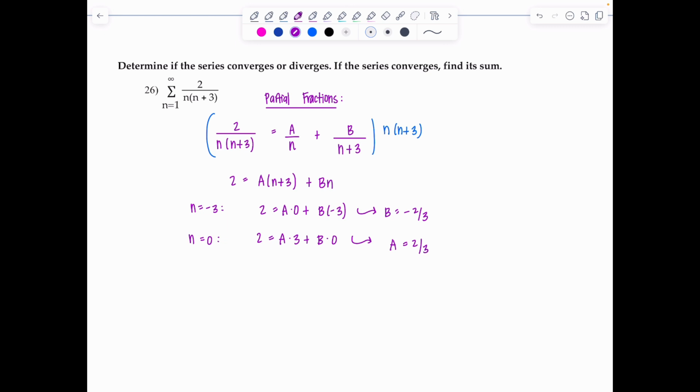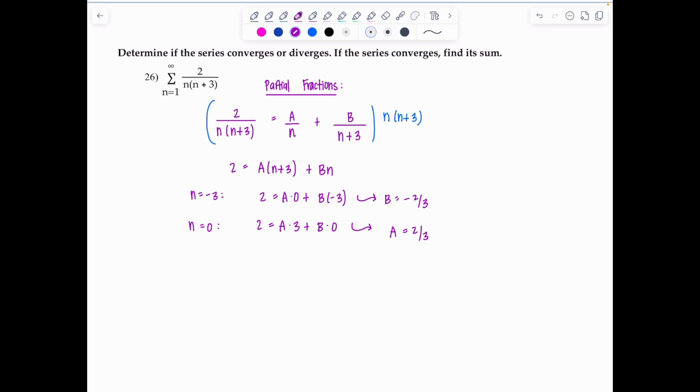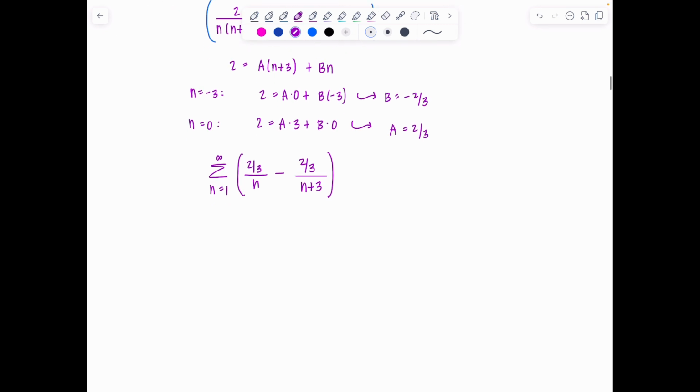Okay, very good. So now I can say the sum, n equals 1 to infinity, of 2 over n times n plus 3 is 2/3 over n minus 2/3 over n plus 3. And then hopefully now you can see, oh, I could represent this as a telescoping sum. So S sub n is going to be the sum, i equals 1 to n, and then remember we've got to change the n's to i's here, so 2/3 over i minus 2/3 over i plus 3.